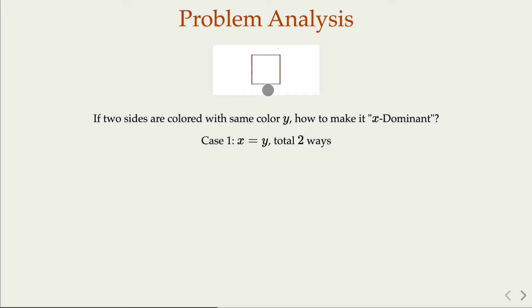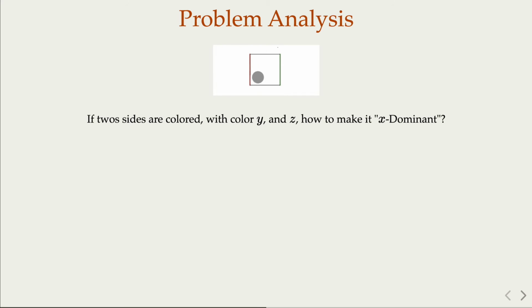So the total is 2 different ways to make it X dominant. What if X is not equal to Y? In other words, I already have colored 2 red, but I want to make green dominant. The answer is impossible. You have 0 ways, because by definition, green dominant means you have 2 greens and the rest is red and blue, but you already have 2 red, so it's impossible. That is 0 ways.